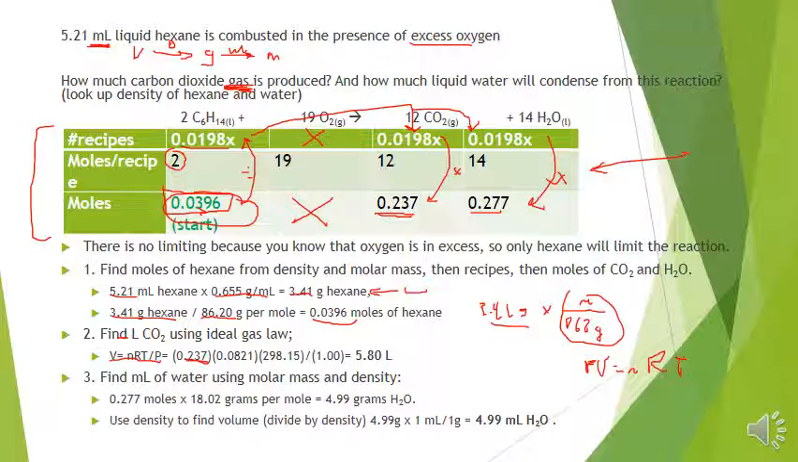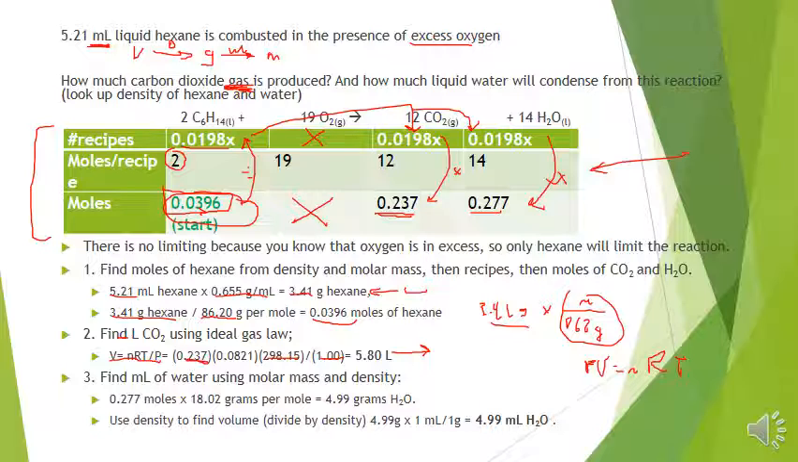So I have 0.237 moles. I'm leaving the units out here, but they'll all work out if you cancel them out. Times the universal gas constant, 0.0821 liter atmospheres Kelvin^-1 moles^-1. The temperature is 298.15; you can figure that out by adding 25 to 273.15. Then we divide by the pressure, which is 1 atmosphere, and we get 5.8 liters of carbon dioxide. So when we combust 5.21 mL of liquid hexane, it will produce 5.8 liters of carbon dioxide gas.